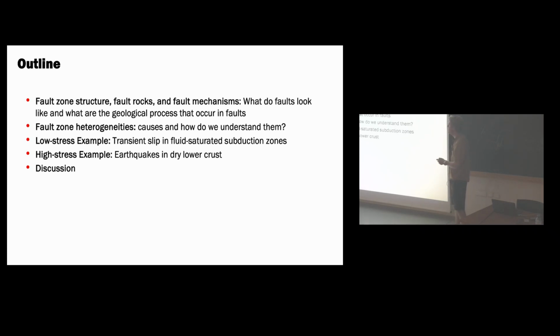Then I want to talk a bit more about fault zone heterogeneities, it's kept coming up during the week so far, so think a bit more specifically about what it is that might vary within faults. We've talked about different kinds of slip. I want to look briefly at two examples. So a little bit about what happens in fluid saturated subduction zones, and the other end member, what might happen in really dry lower crust. Is it the same kind of processes? Are there some differences? And then we'll see whether there's time for some discussion at the end.